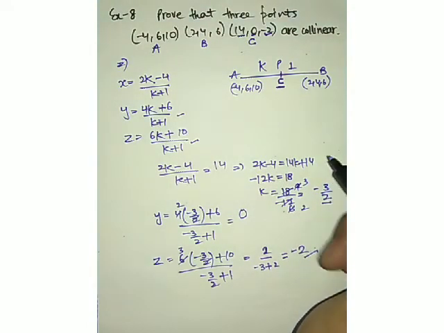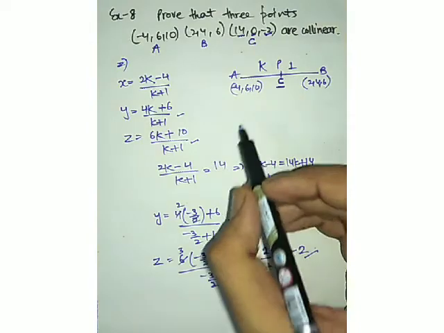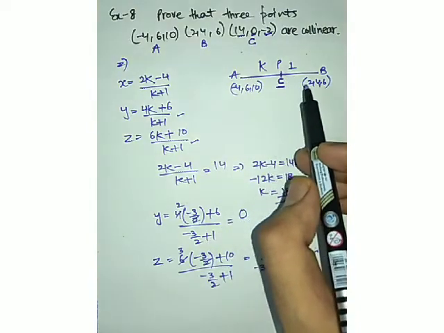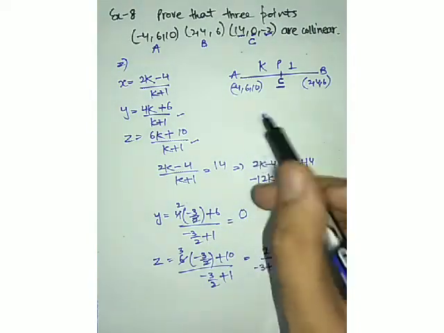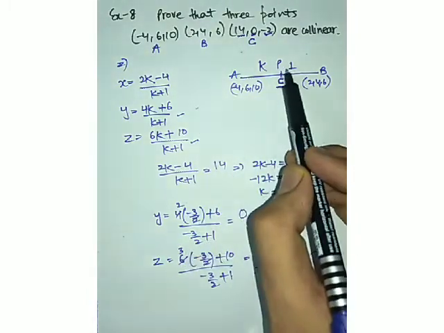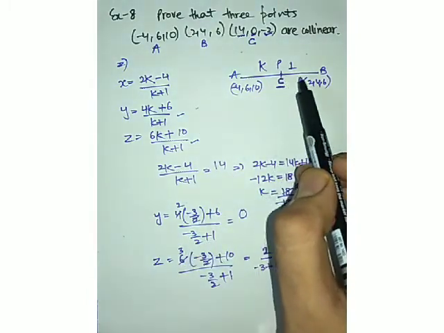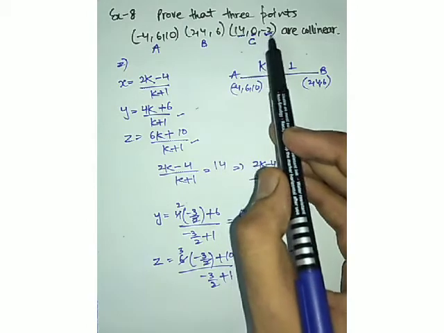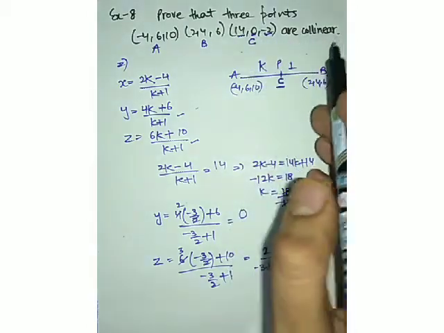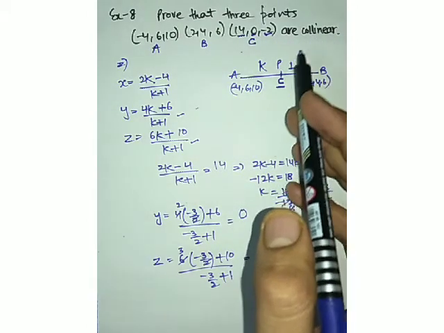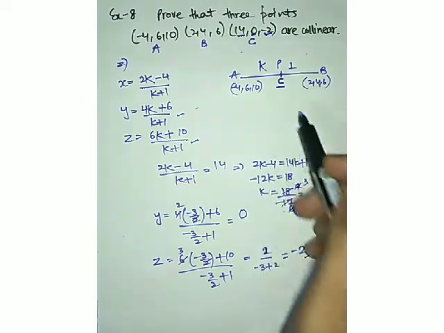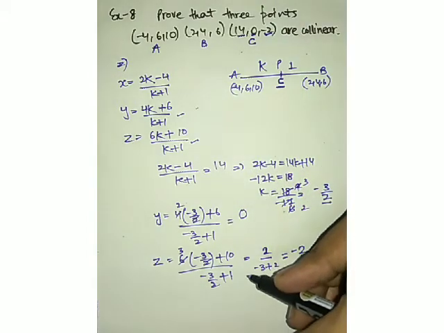So you just have to equate one coordinate of P and C, find the value of K, and then substitute that value of K into the other two coordinates of point P, and see if the values come out to be the rest of the coordinates of point C. If yes, then these points are collinear. If no, then these points are not collinear. Let's move to the next example.